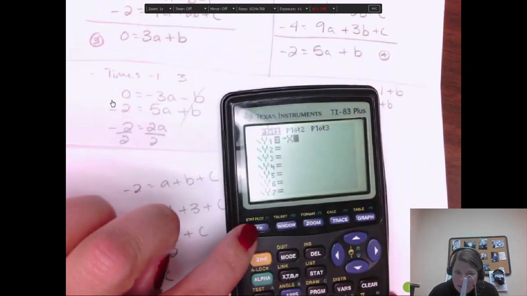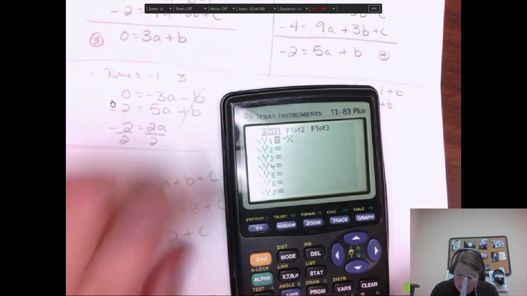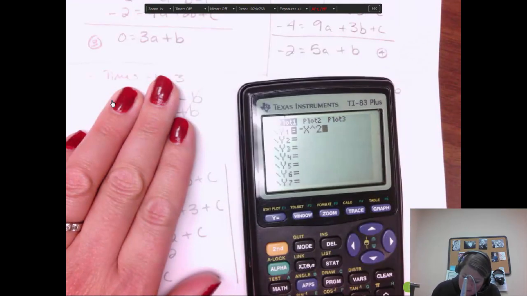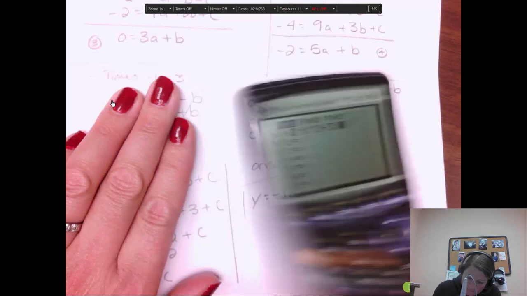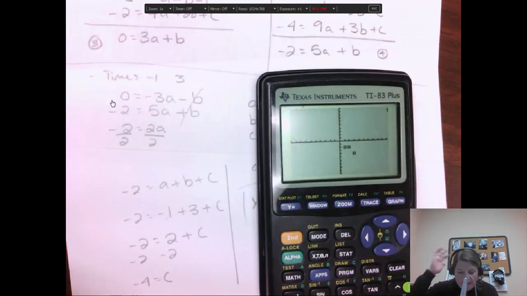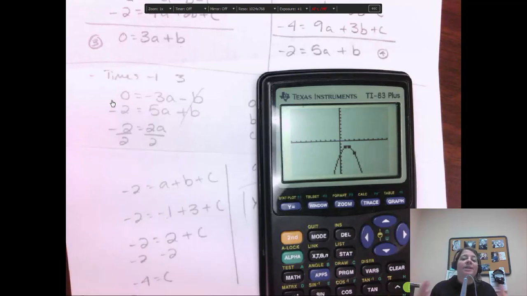So again, I hit y equals, not the stat, but the y equals, and I put in -1 x to the second power plus 3x minus 4, and now I have put in the equation we came up with. Does it look like it goes through our points? Well, yes, it does. So we know we did a good job.